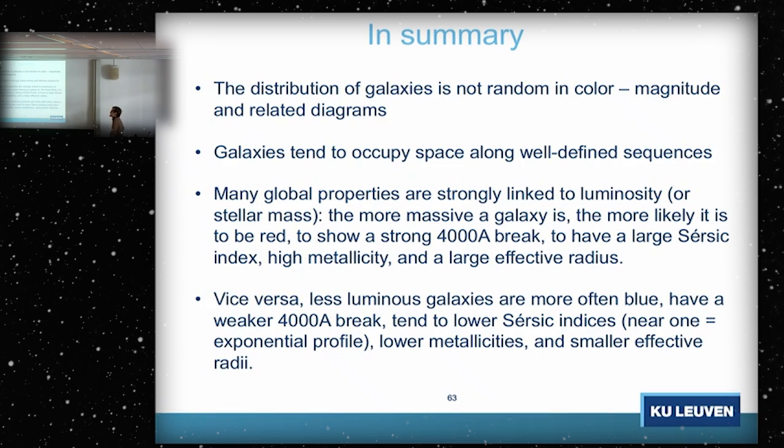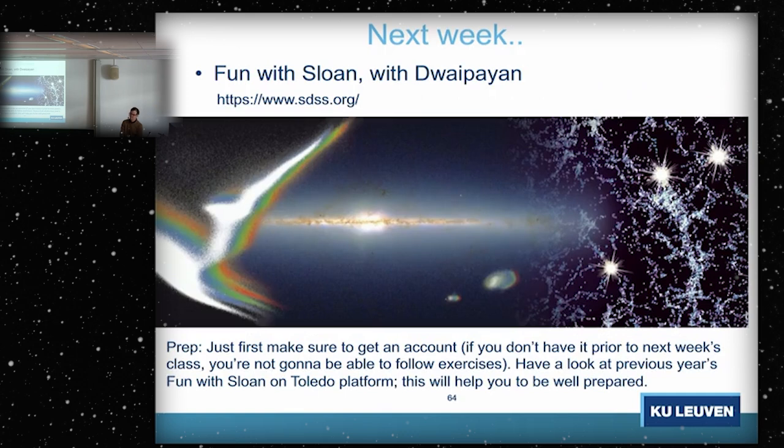Strong 4000 Å break, which is one of the Balmer features. To have a large Sérsic index, high metallicity, and a large effective radius. All of this we have, so to say, discussed now during today. And vice versa then, if you have less luminous galaxies, they're more often blue, not always. They have a weaker 4000 Å break. They tend to have lower Sérsic index. If you have near 1, then you have the exponential profile, which we have come back to many times now. Lower metallicities and smaller effective radii. So there are clear correlations here, right? We just have to be careful when we interpret this.